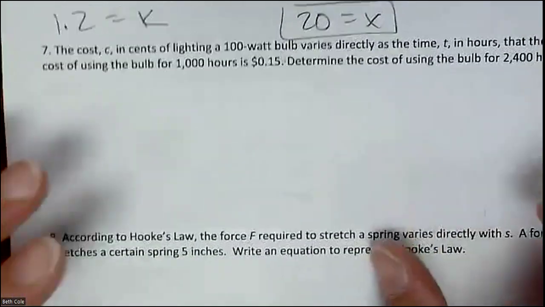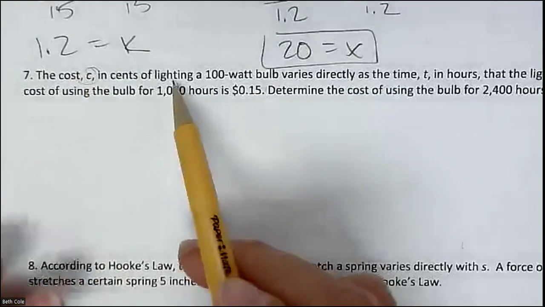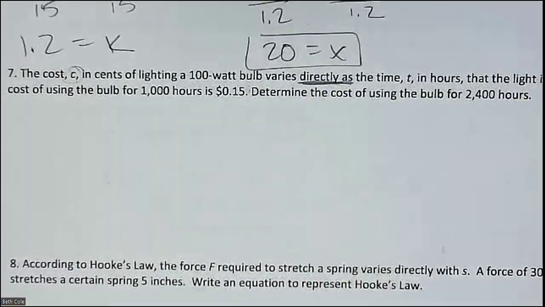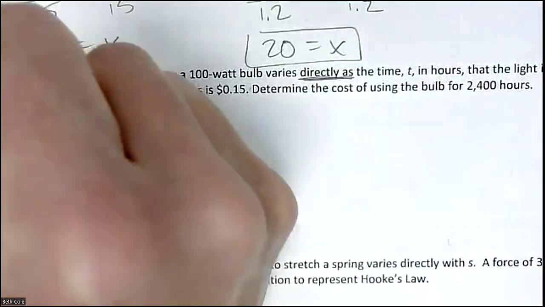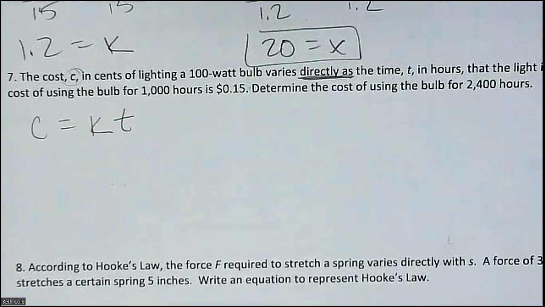All right, now here's some word problems. The cost, C, so we're going to have different letters here, C for cost, of lighting a light bulb varies directly with time. The more time you run the electricity, the more money you're going to pay. All right, so cost equals K times time. If you want to continue using y and x, that's fine. I just like using the letters it gave in the problem. So C for cost, T for time.